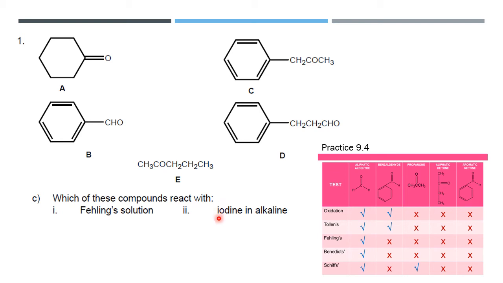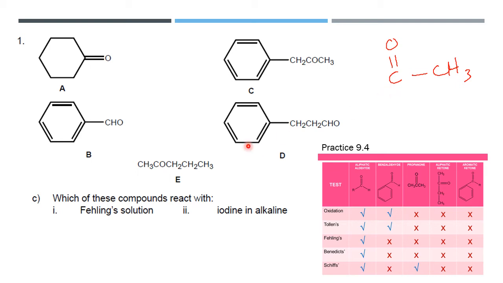Now, iodine with alkaline is an iodoform test. It is wanting to detect the existence of a methyl carbonyl group. So, whether it is aldehyde or ketone, if it has a methyl group attached directly to the carbonyl carbon, then it would become a positive reaction.